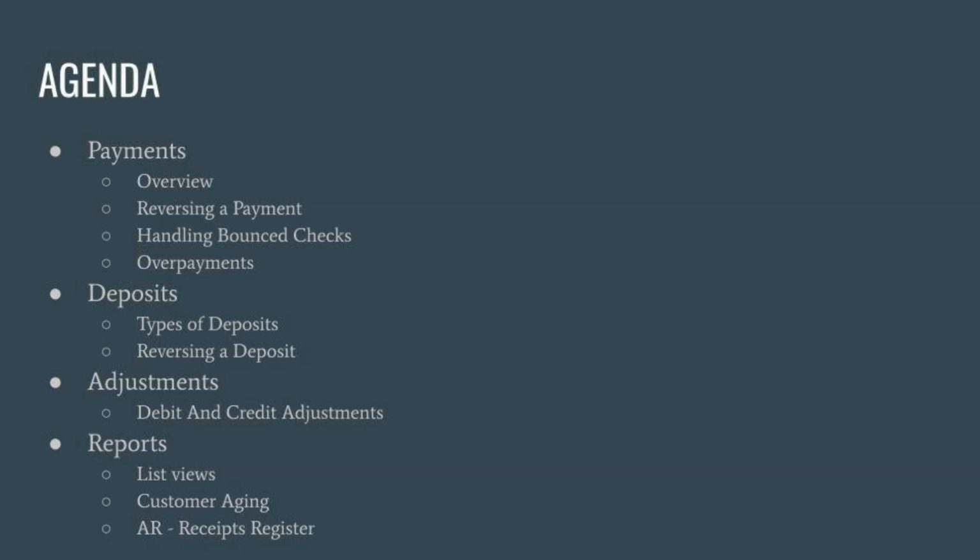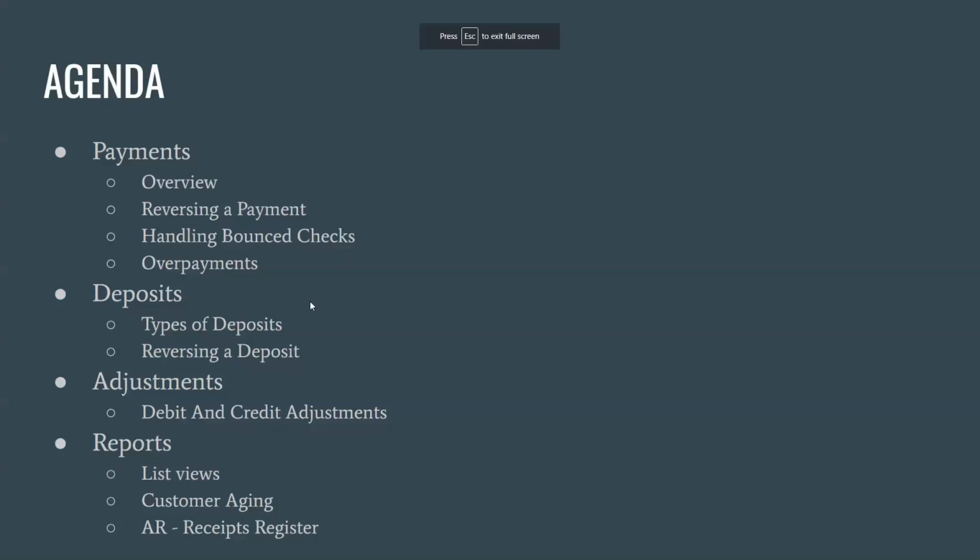Our agenda is to go through the different types of payments that we deal with in processing invoices, and we'll do an overview. I have a couple examples here, so we'll actually reverse a payment and talk about handling bounced checks. We'll go over types of deposits, including reversing a deposit, making any adjustments to an invoice that's outstanding, such as crediting it if we need to clear the invoice out of our aging reports. And then finally, we'll go through some of the reports.